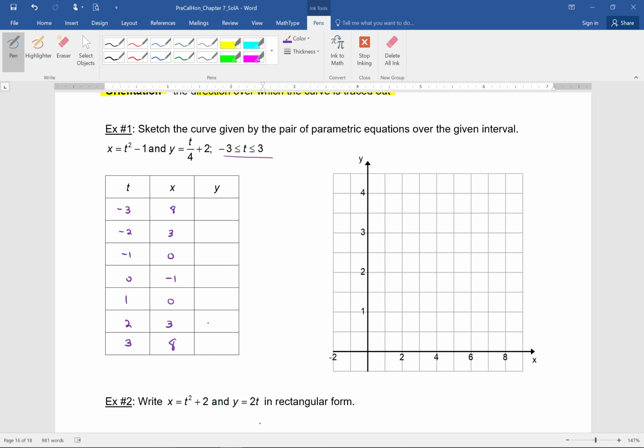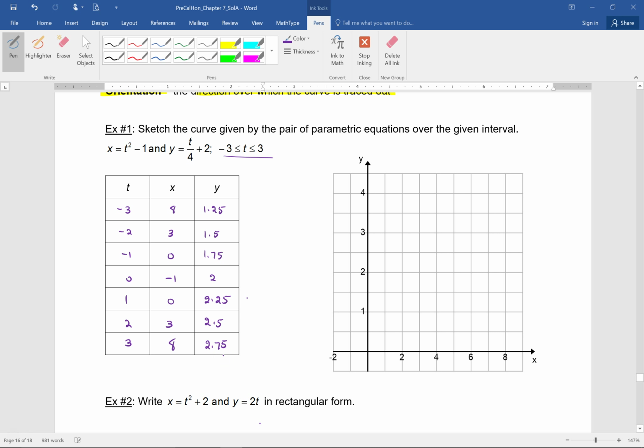So we get negative 3/4 plus 2, which is 1.25. And then it's 1.5. And then 1.75. And then it's 2. And then it's 2.25, and 2.5, and 2.75. Now, can we graph these?